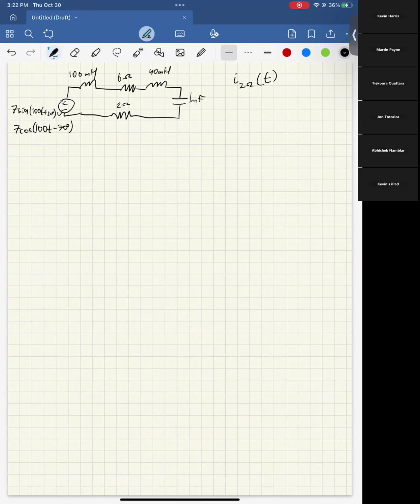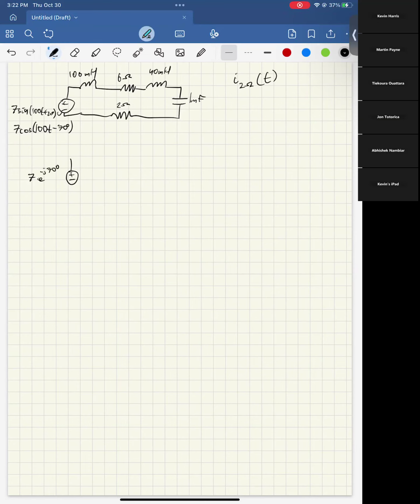Now, we're going to turn everything into the frequency domain because that makes our lives easier. It's the only way you can really do this, unless you want to solve a bunch of differential equations with sines and cosines, which you're not doing and you did not learn how to do. So we're going to take this circuit and turn it into the frequency domain. So first off, this voltage source will become 7e to the negative j70 degrees.